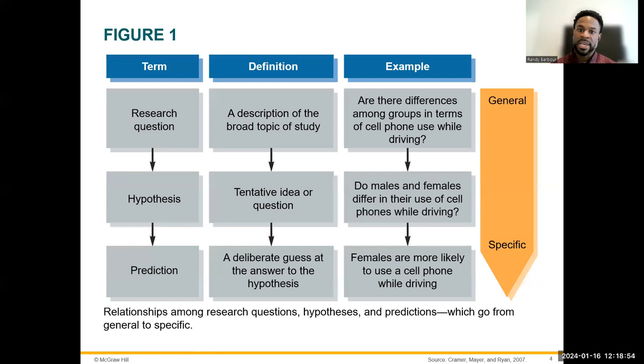So you could take it even more specific and say among groups of males and females, among groups of a particular race or ethnicity, or you can say male and female students at Alabama University, or males and females in the city of Huntsville, Alabama, right? So you can make it a little more specific. So this might be more of a national question, but you can hone in on a specific state, a specific city, to see if there are any uses or differences in uses of cell phones while driving.